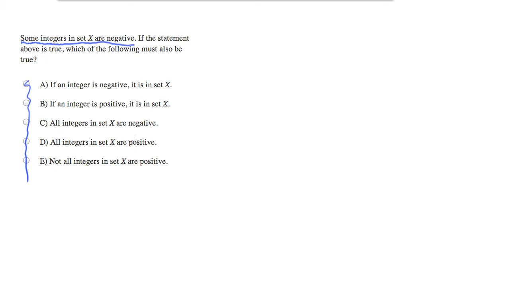Well, interpreting truth in the face of a logical rule is something that humans are terrible at. And the antidote for this is to simply come up with an example. Humans are fantastic at dealing with examples. So when they say some of the integers in set x are negative, let's just draw set x and let's come up with some examples.